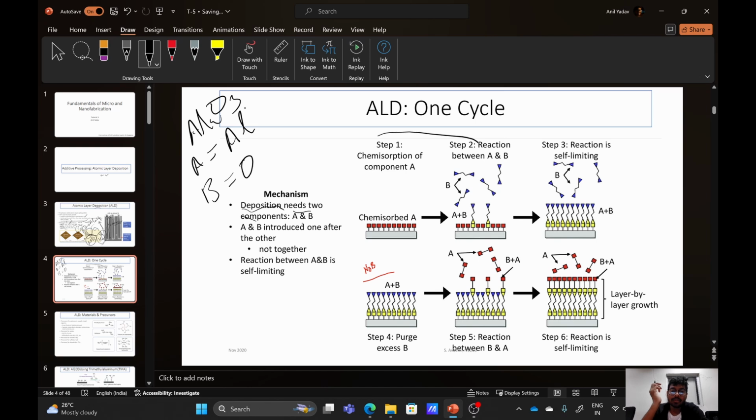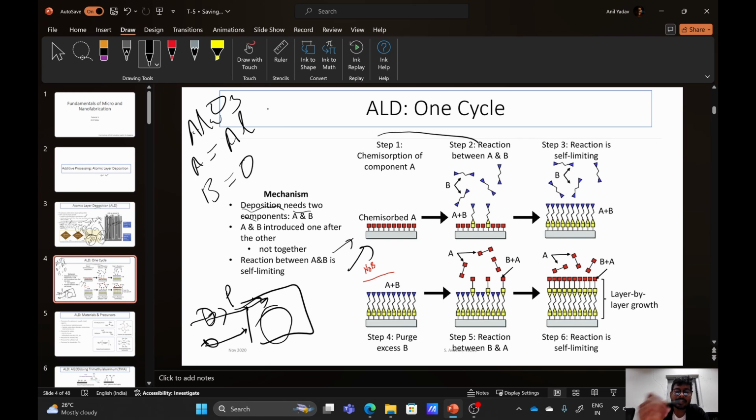Okay, so initially, we have a chamber, let us say this is the chamber. There are two lines in it, and we control these lines with some MFCs or valves. We will pass the precursor A, and that will chemisorb over the substrate.